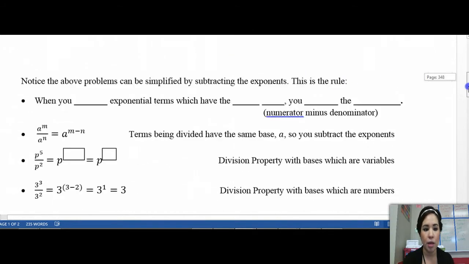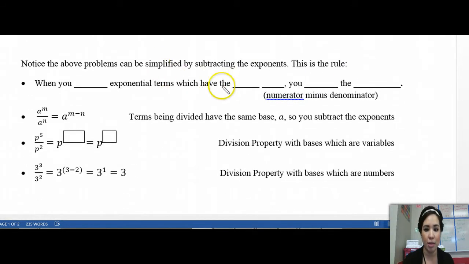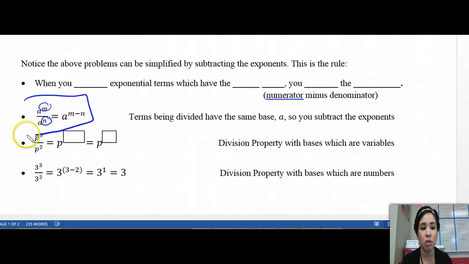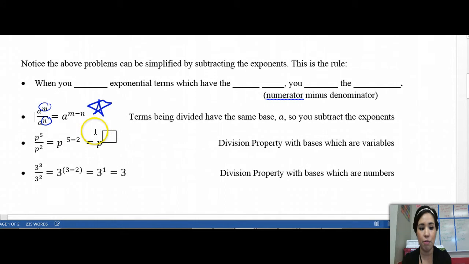If you notice, the exponents ended up subtracting. So it's the numerator's exponent minus the denominator's exponent. This is the formula that you need to know for sure. This is called the division property of exponents. For example, we have p to the 5th over p to the 2nd. That's going to be p to the 5 minus 2, which ends up being p to the 3rd, and that's the division property.